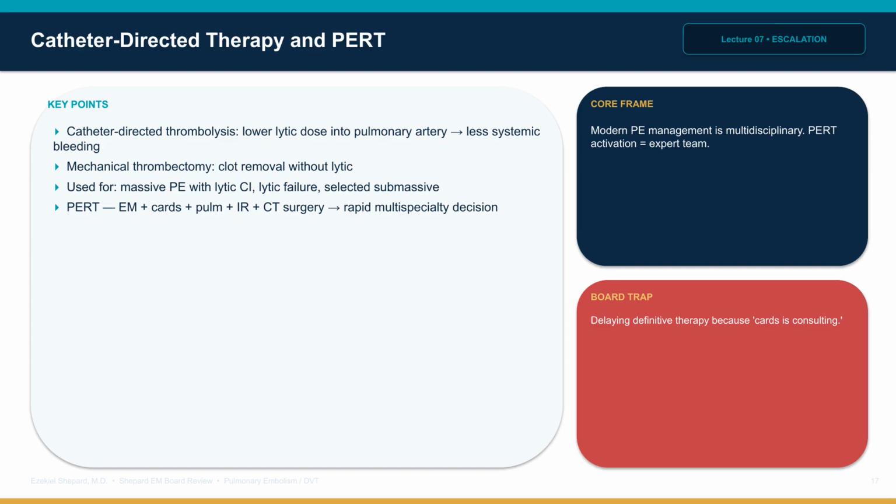Catheter-directed therapy and the Pulmonary Embolism Response Team are evolving options. Catheter-directed thrombolysis delivers a lower dose of thrombolytic directly into the pulmonary artery, reducing systemic bleeding risk. Mechanical thrombectomy removes clot without thrombolytic. These are used for selected massive and submassive PE patients, particularly when systemic thrombolysis is contraindicated or has failed. PERT, the Pulmonary Embolism Response Team, brings together emergency medicine, cardiology, pulmonology, interventional radiology, and cardiothoracic surgery to make rapid decisions. PERT activation should be considered for any massive or high-risk submassive PE.